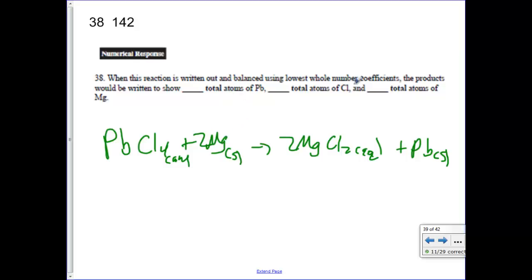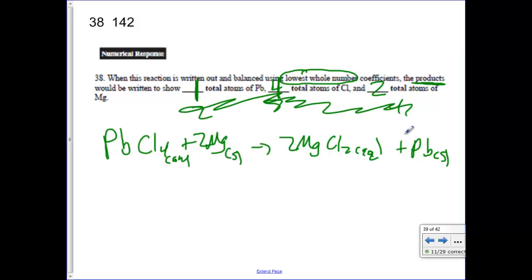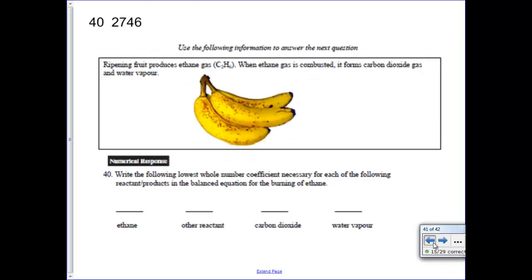So then the question here was, how many total atoms will everything have for just the products? So the products right here, you have 1 lead, you have 4 chlorines, and you have 2 magnesiums. Some people have the answer 284, but here's another thing. It had to be lowest whole number coefficients. So you should be able to reduce all of that by dividing by 2. So not 284.